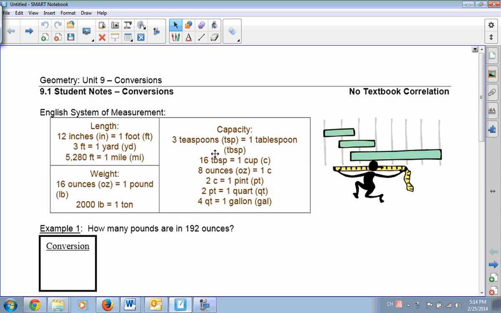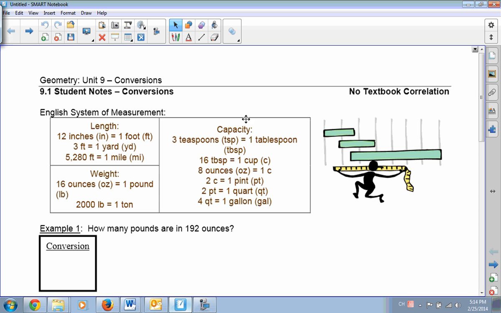Okay. Hey guys, we're going to go ahead and start our new unit, Unit 9, which involves area, perimeter, circumference, and things like that. The first thing we're going to do in our first lesson is conversions. So 9.1 is about conversions, which is something that you guys are already familiar with.